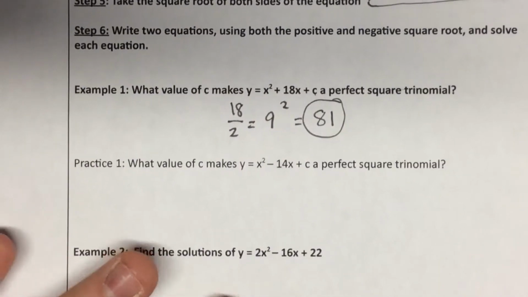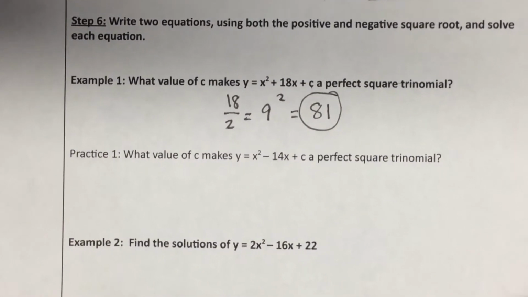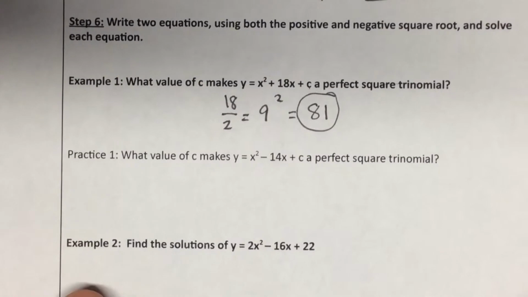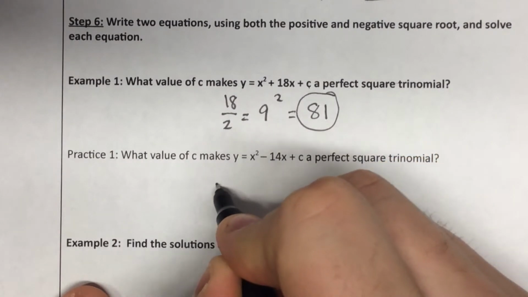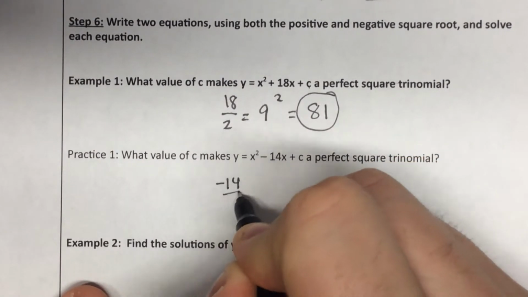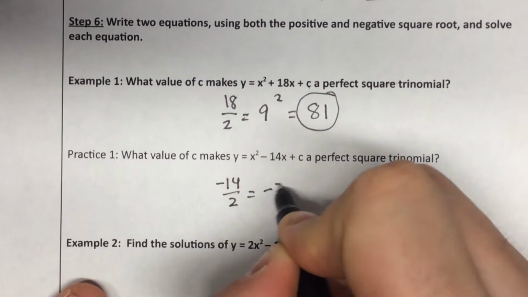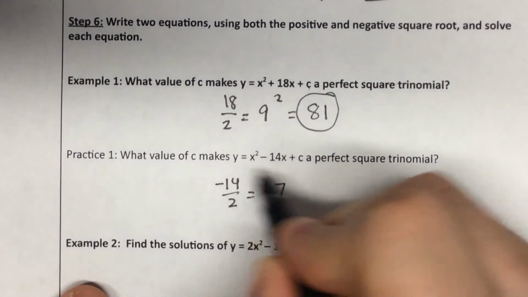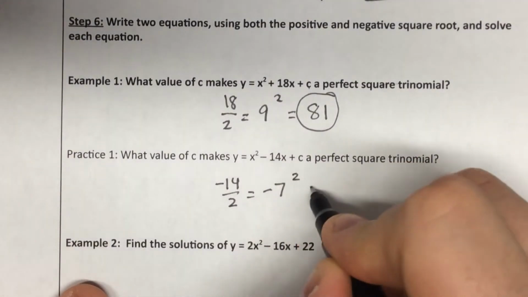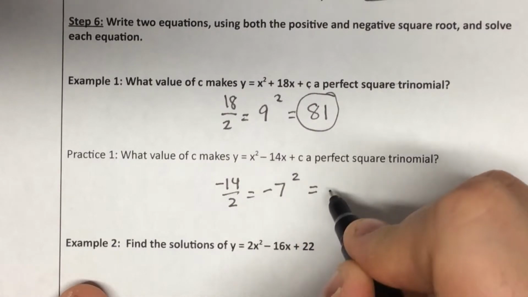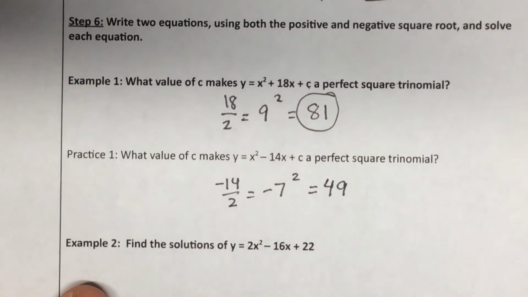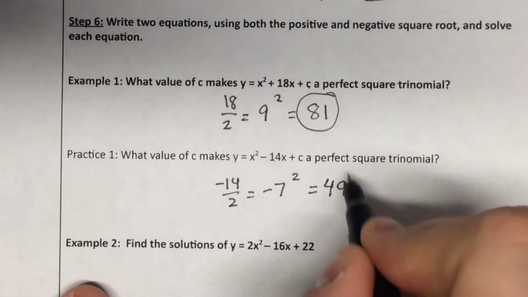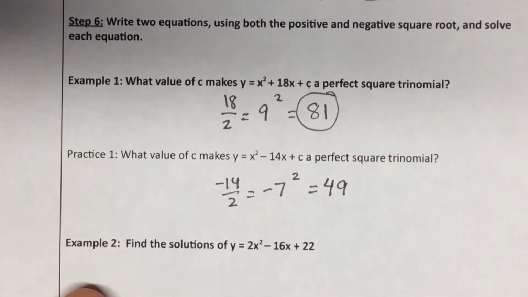Pause the video, try practice 1. All right, so for practice 1, I have my middle term, which is negative 14. I divide that by 2, which is negative 7. Now that I have negative 7, I square it. A negative times a negative is still a positive, so 7 times 7 is 49. So you should have got 49 to make c a perfect square trinomial.